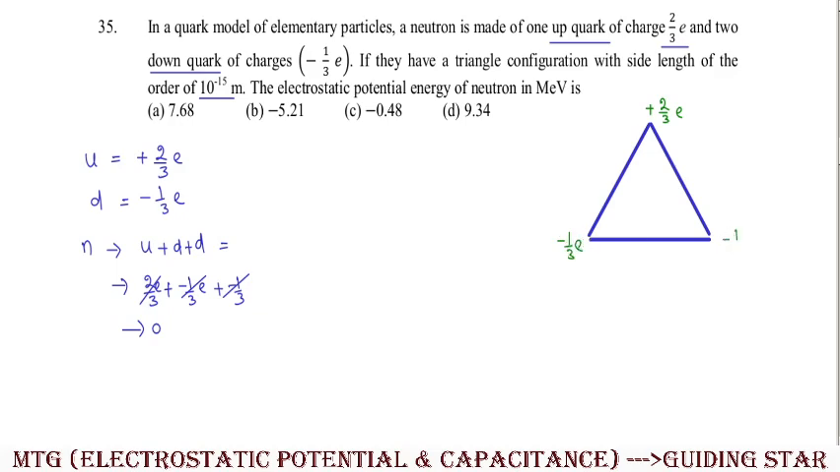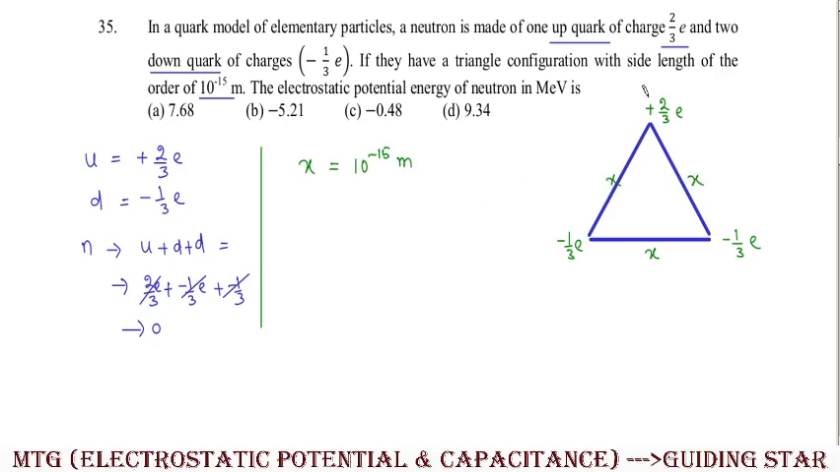Here there is another down quark, charge minus 1 by 3, and let the distance of separation be x. So the value of x, or let it be a or something else you can take, is given as 10 to the minus 15 meter.